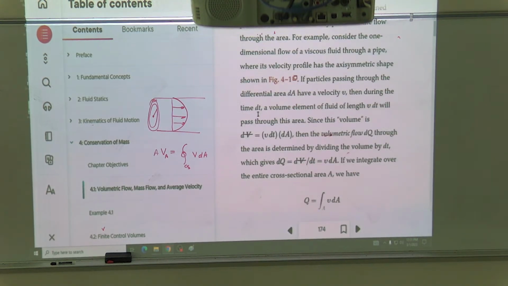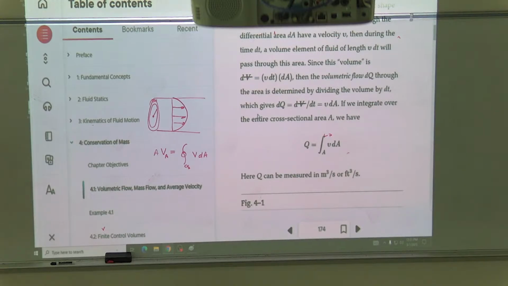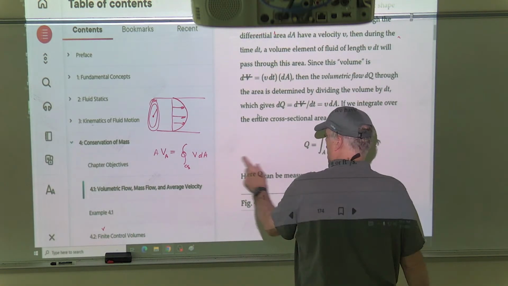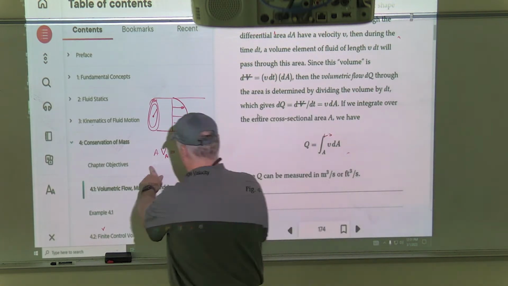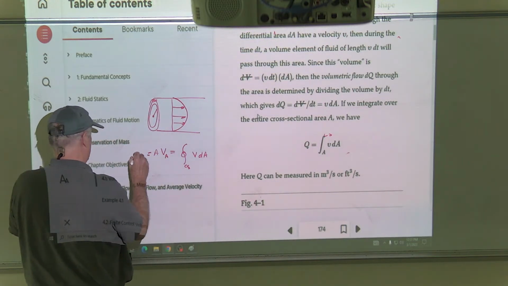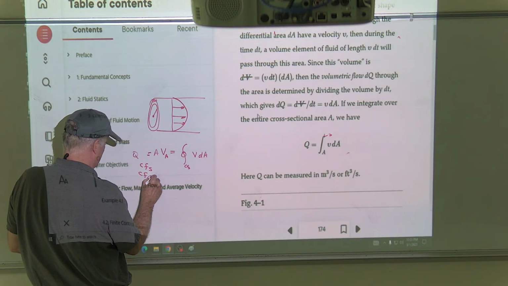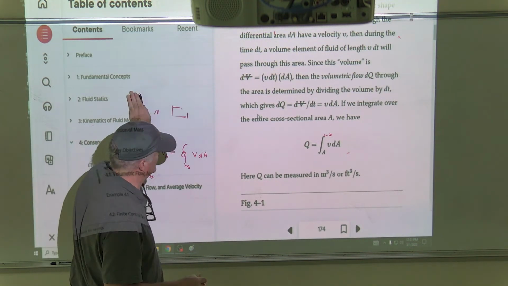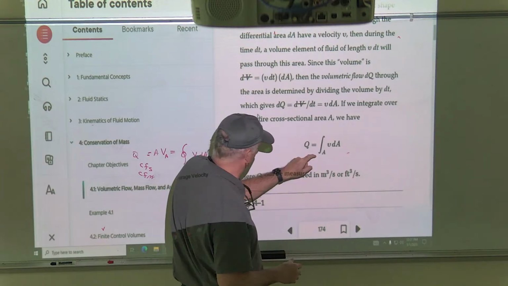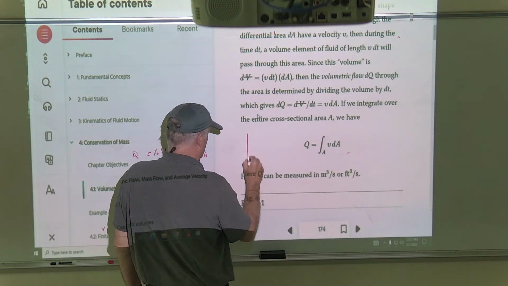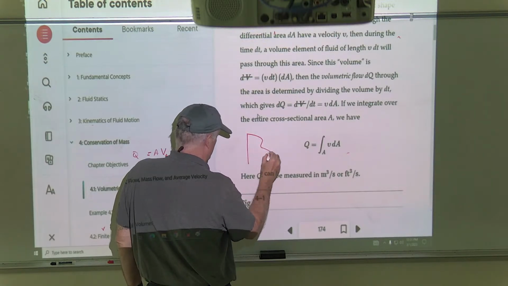So volumetric flow rate. Okay, so it's true. It is called Q. The volume flow rate is the velocity times the area, which becomes Q, which is cubic feet per second, cubic feet per minute, something like that. So what you're doing is you're integrating the velocity over the area. So it might have a profile. It could have a weird profile. It could say you had a velocity profile that looked like this.